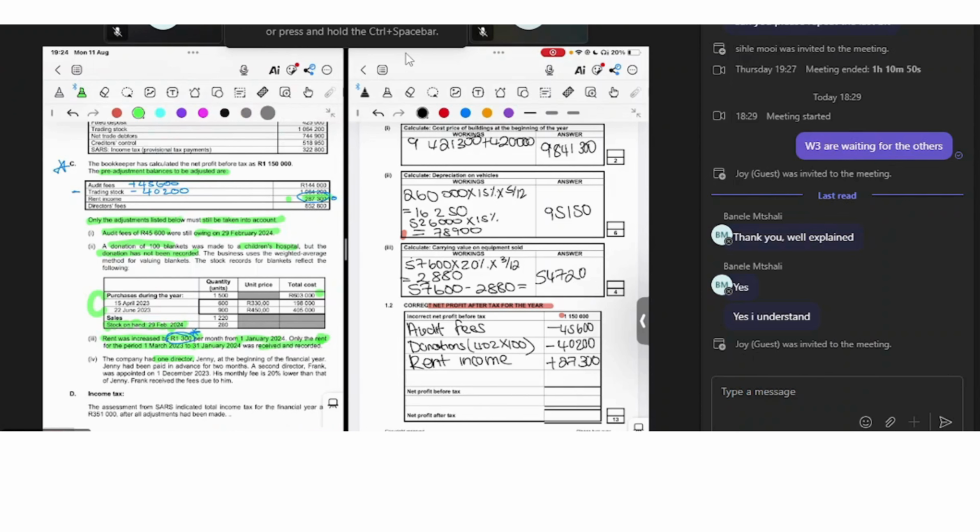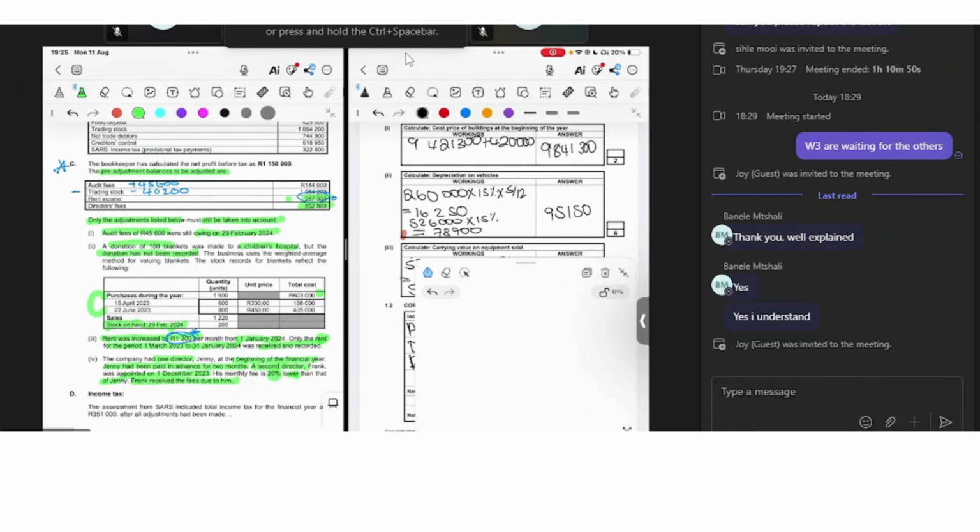The company had one director, Jenny, at the beginning of the financial year. Jenny had been paid in advance for 2 months. A second director, Frank, was appointed on the 1st of December 2023. His monthly fee is 20% lower than that of Jenny. Frank received the fees due to him. Okay, so this is the director's fees that has been recorded, 852,800.